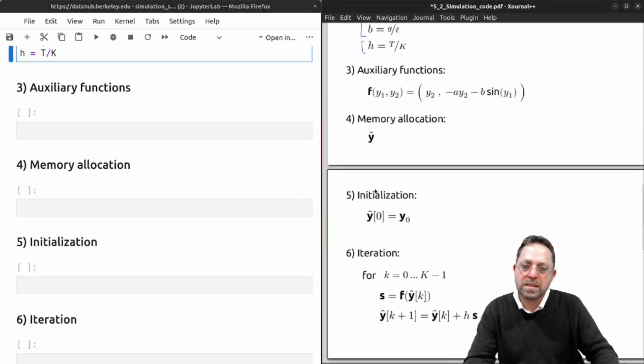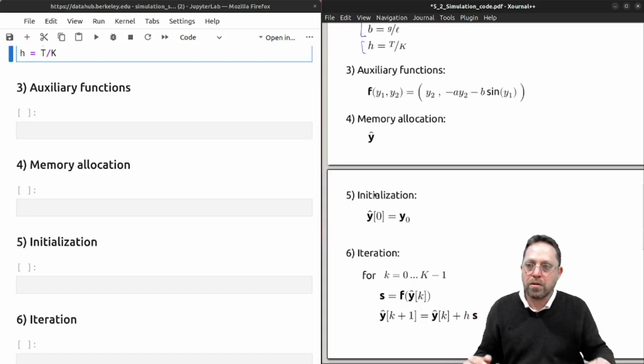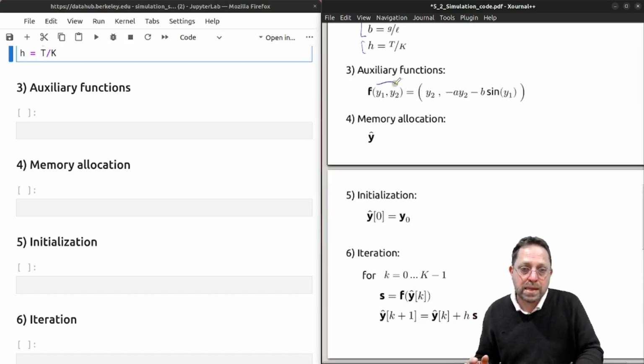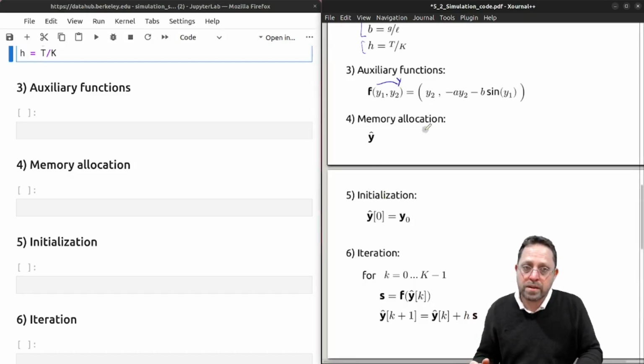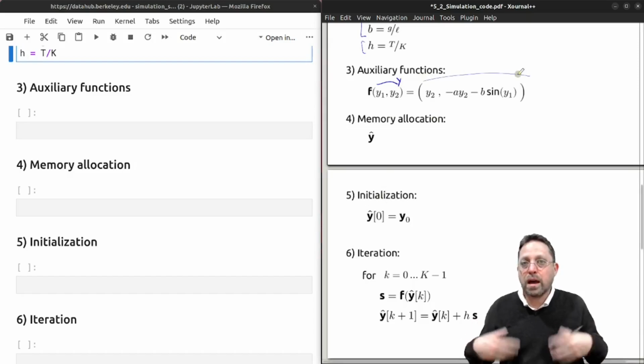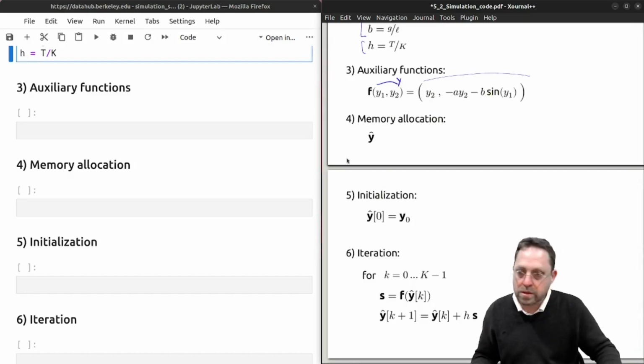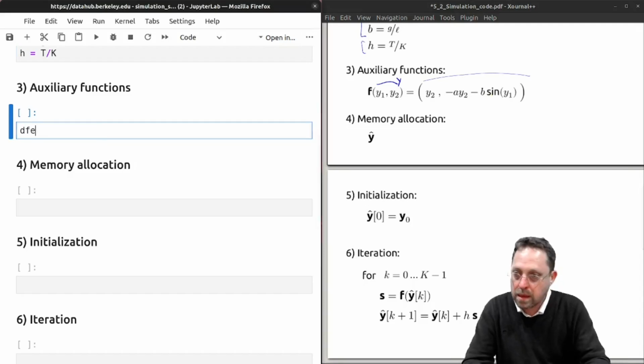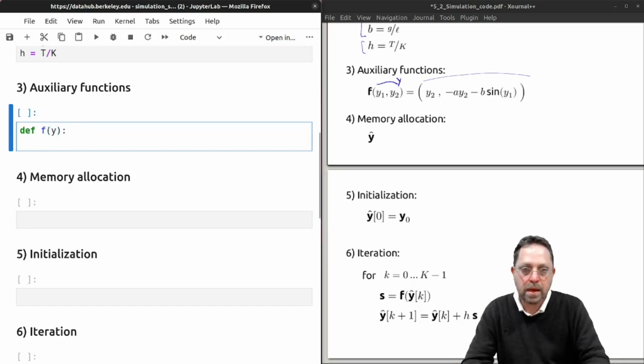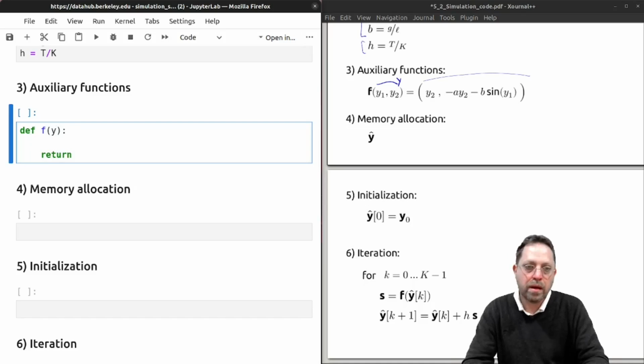Okay, next, auxiliary function. These are any functions that you might need later in the code. In our case, the only function that we need is the state equation. And you remember that the state equation takes as input the state vector and produces another vector, which has 2 elements in this case. So let's implement that. We're going to create a function. We'll just call it f. And it's going to take the state vector as input. And then it's going to return a new vector.